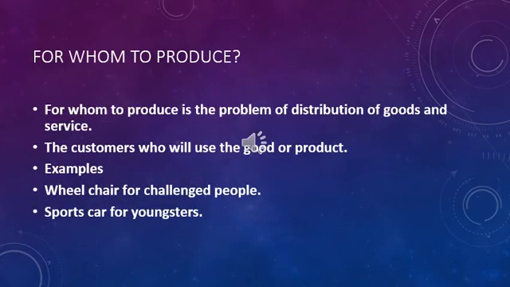For whom to produce? For whom to produce is the problem of distribution of goods and services. The customers who will use the good or product. Examples: wheelchair for challenged people, sports car for youngsters. The economy must know what the demand of the product is. If we produce very expensive products for that area where poor people are living, this is totally wrong and cannot be justified.